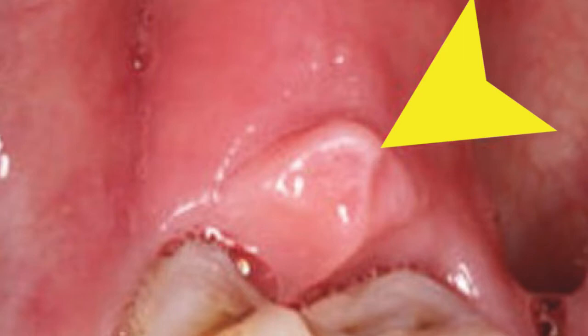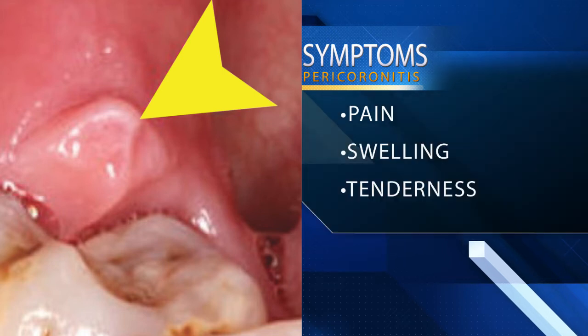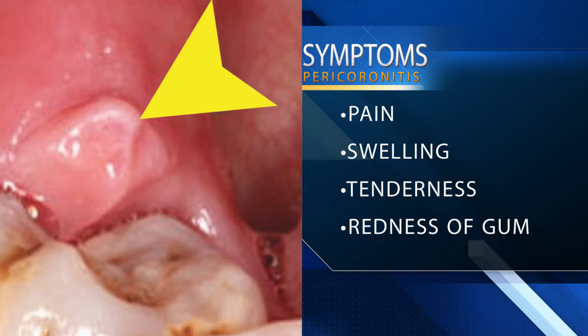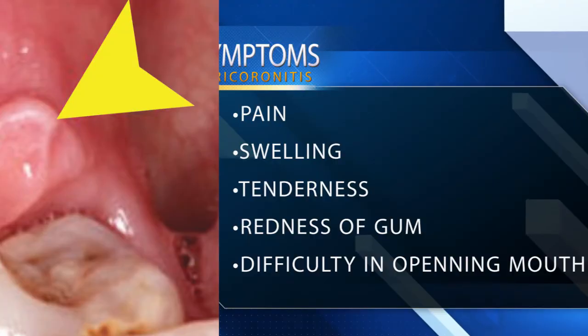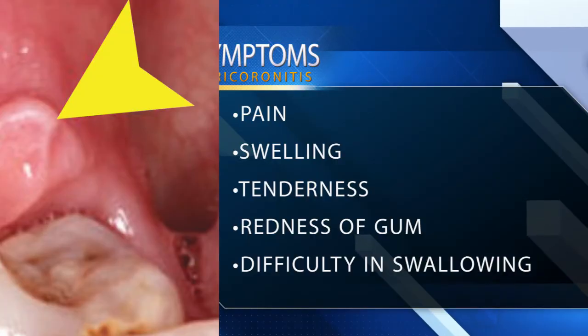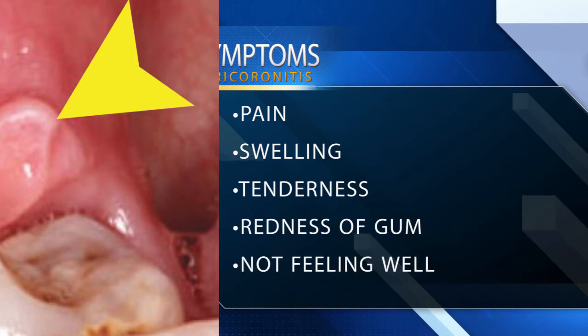The signs and symptoms to watch out for if you are having pericoronitis normally vary depending on whether the condition is acute or chronic, as said earlier, and they are pain, swelling of the gums, tenderness, redness of the gum tissue, bad breath, bad taste in the mouth, difficulty in opening your mouth, difficulty in swallowing, loss of appetite, and generally not feeling well.